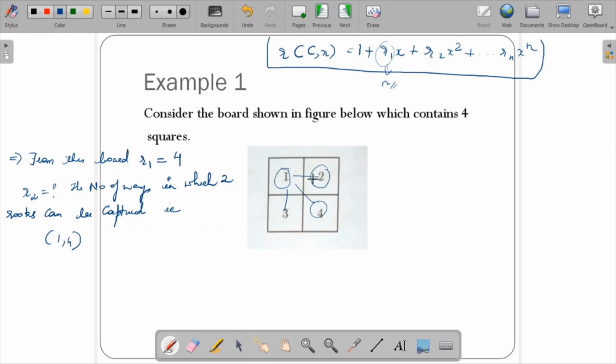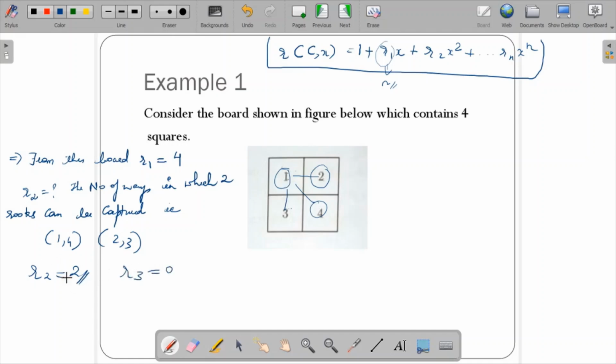1 previous you cannot, then 2 can be combined with 3. So the value of R2 will be 2 now. Okay, so the rooks. Next, R3. Can we have R3? No, because there is no next term. So R3 is 0.